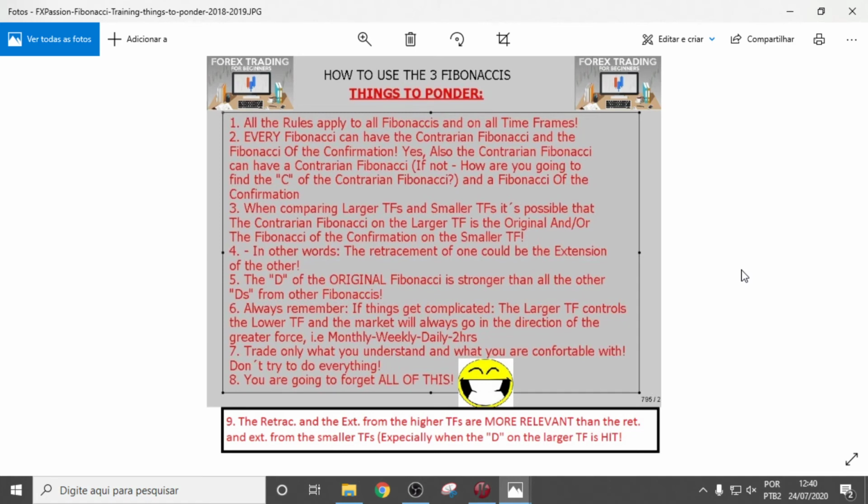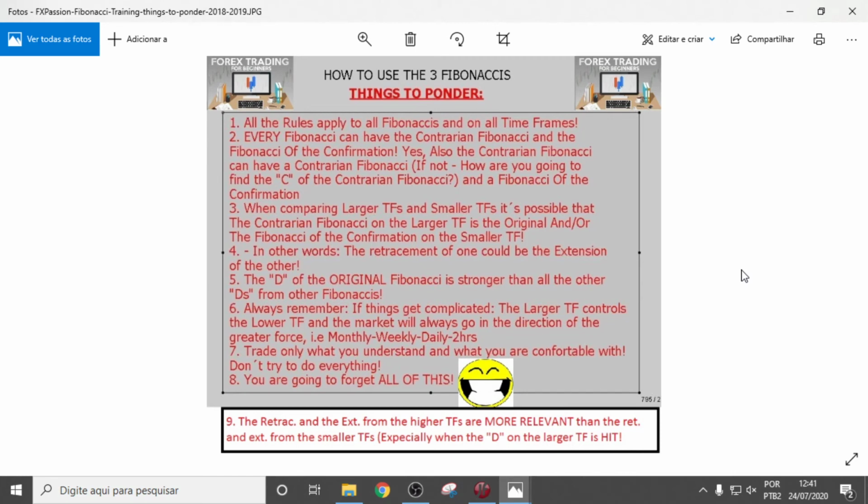Number 5, the D of the original Fibonacci is stronger than all other Ds from other Fibonaccis. So the capital D of the original Fibonacci is stronger than all the other smaller ones, right? Number 6, always remember, if things get complicated, the larger time frame controls the lower time frame, and the market will always go in the direction of the greatest force.